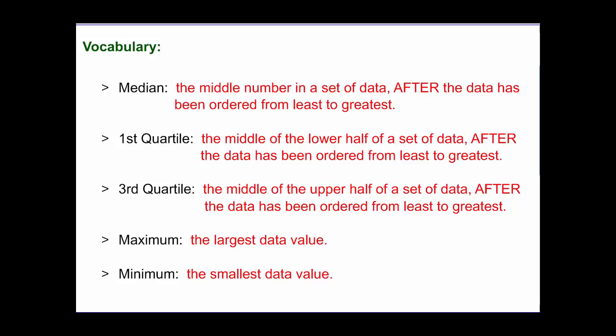First quartile, or we call this Q1. This is the middle of the lower half of the data set after, again, the data has been ordered from least to greatest. The third quartile, or Q3, is the middle of the upper half of the data set. The maximum is the largest data value, and the minimum is the smallest data value.